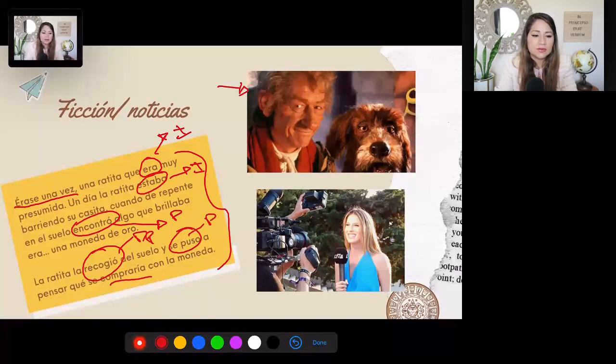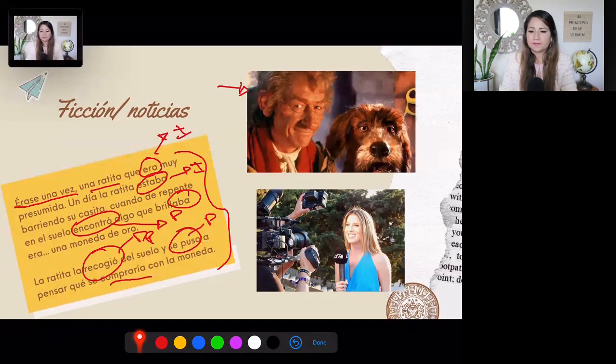So I'll read you what it says in English. Once upon a time, a little rat that was very presumptuous. One day, this little rat was sweeping her little house, when suddenly on the ground, she found something that was shining. Oh, this one is also imperfect. Something that was shining, and it was a golden coin. The little rat picked it up from the floor, and she started to think, what would she buy with the coin?